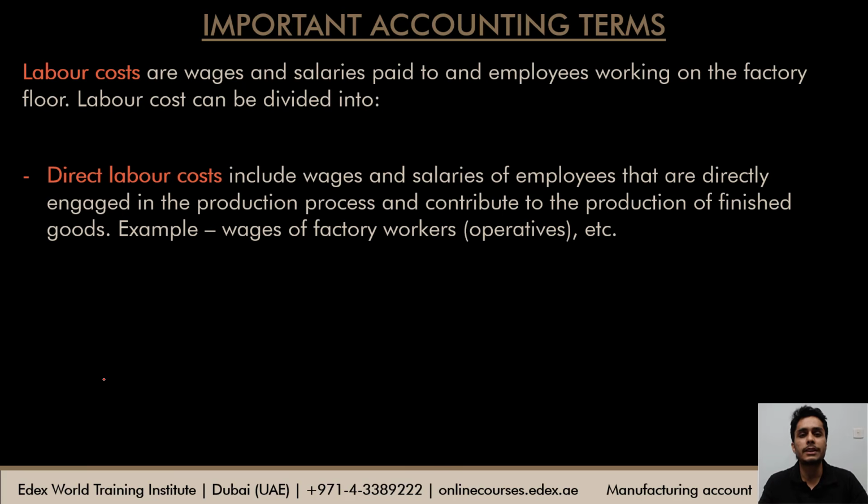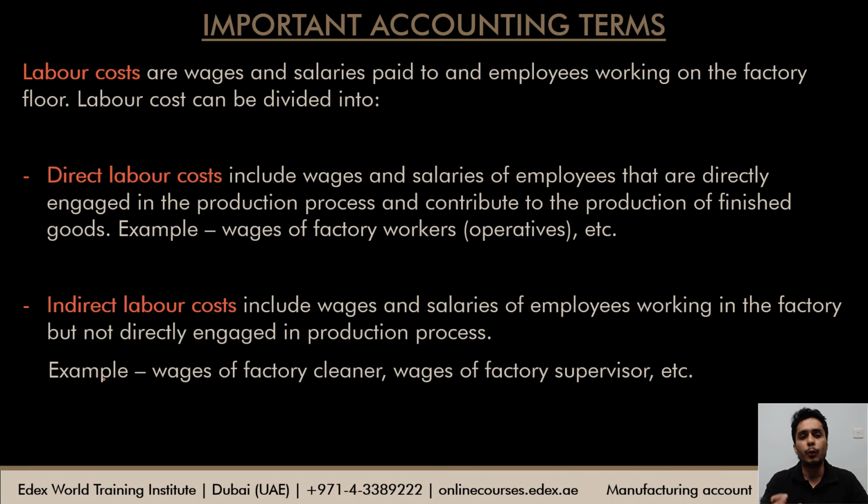Now direct labor cost means wages or salaries paid to people who are directly engaged in the production of the end product, who are working on the machines producing the product, and the wages of such people can be associated with the production of the product. You can say that this much wages have been paid for one unit of the product. Example, obviously, wages of factory workers who are directly engaged in the production activity.